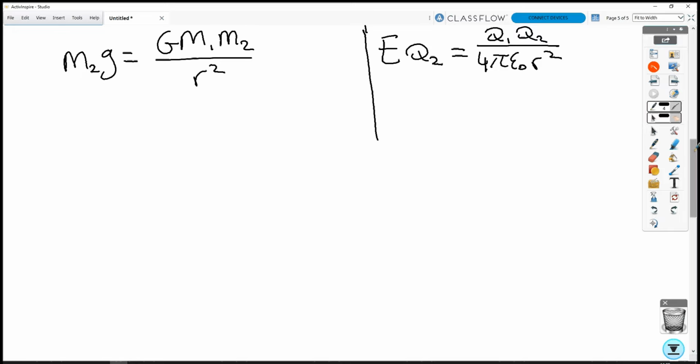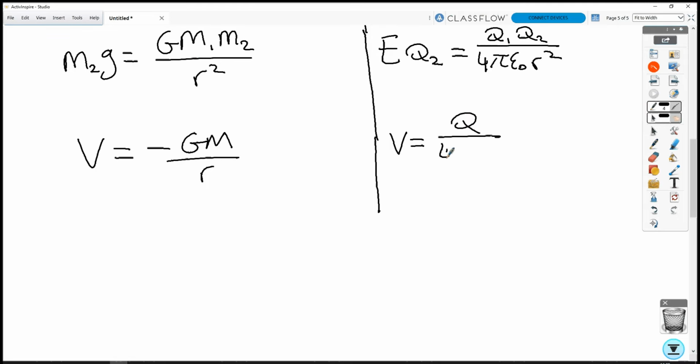Then for the potential, it's minus G m over R in this case. For the electric field, V is equal to Q over 4 pi epsilon naught R. Now in the case of the electric field, we don't have the negative symbol for the potential. And the reason for that is because the electric charges can be positive or negative. So depending on what we're talking about, it could be a case where you need to do work to bring it to that field, or work is done by the charge creating the field.